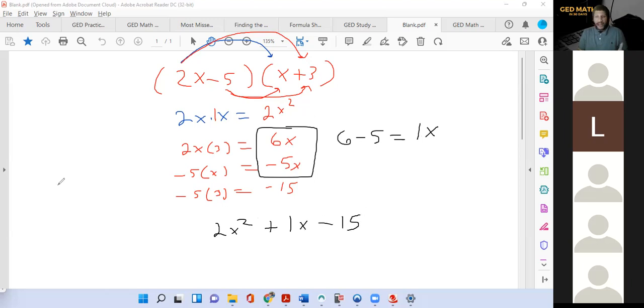Minus 15. But Mr. Tinsley, I thought you said you don't see 1 in front of a variable. You're right. So even though it is 1x, we don't write 1x. You won't see 1x. You won't see negative 1x. You will not see a 1 as a coefficient to a variable ever. So even though 6 minus 5 is 1x, we remove the 1. Does everybody understand that? Yep. So the final answer for 2x minus 5 times x plus 3 is 2x squared plus x minus 15.